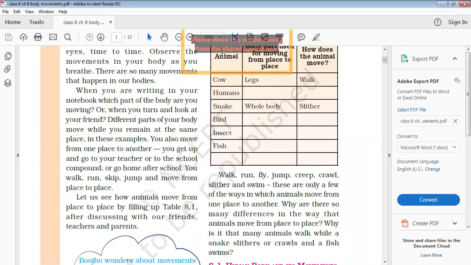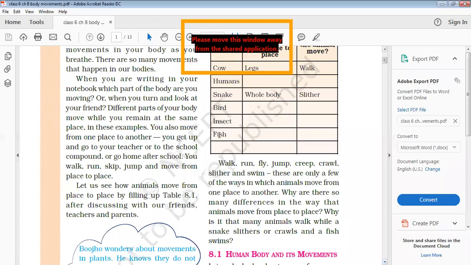In this chapter we will study how animals move from one place to another place and how the human body does the movement, how it is going to be moved.